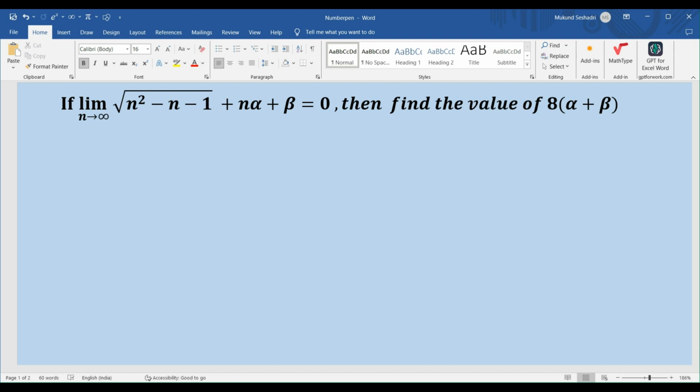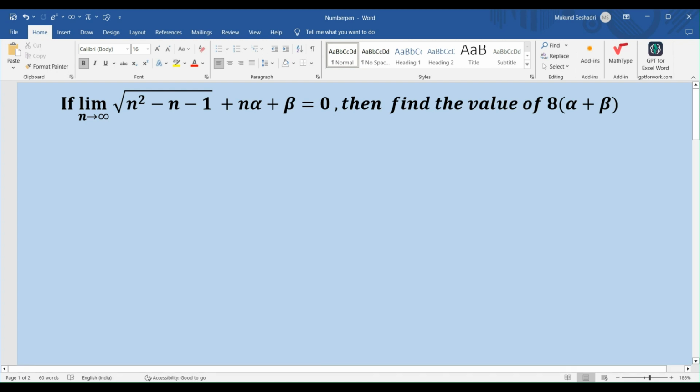So there we have the problem on the screen. If limit n tends to infinity, square root of n square minus n minus 1 plus n alpha plus beta equals 0, then find the value of 8 times alpha plus beta, right? This is a problem which appeared in one of the IIT JEE exams, and I thought it's quite an interesting problem to pick up and solve.